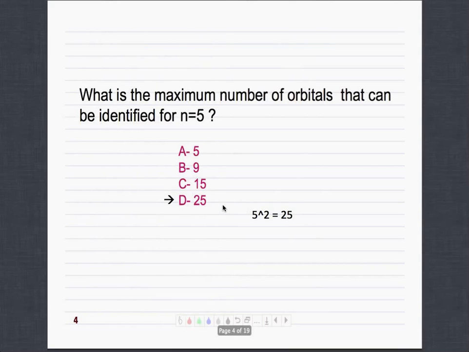Okay. I'm going to stop it right here and check what you think. So I have 73% for D. D is the right answer. So the question, in other words, is what is the maximum number of orbitals in n equals 5? We said that the maximum number of orbitals in a shell is n squared. So in this case, n equals 5, 5 squared equals 25 orbitals.